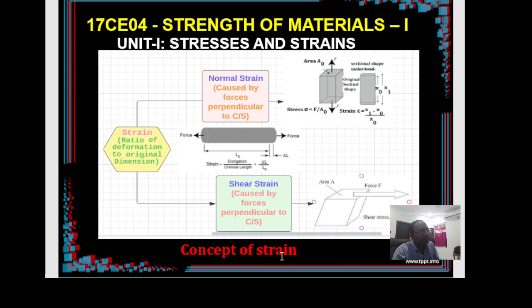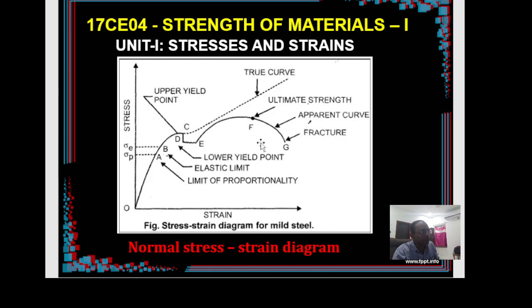We are going to see what strain is, how strain is developed, how strain is classified, and also we are going to look at the topic of the stress strain curve of a mild steel.